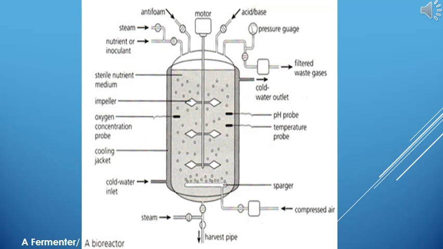From the base, a sparger is present through which sterile air is passed. This sterile air provides oxygen, and as it moves in the form of bubbles, it also helps in mixing. The microorganisms divide and grow rapidly and produce their products, whatever antibiotics they are producing. That product is harvested from the pipe, then crystallized and packed into bottles and marketed.